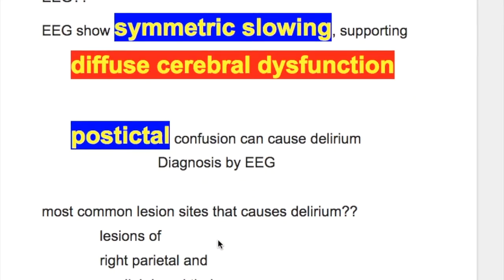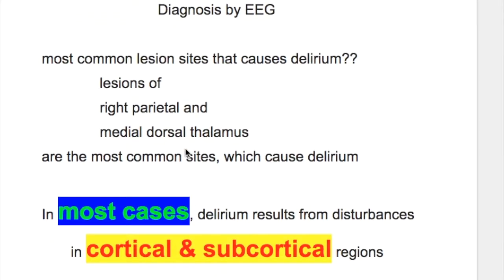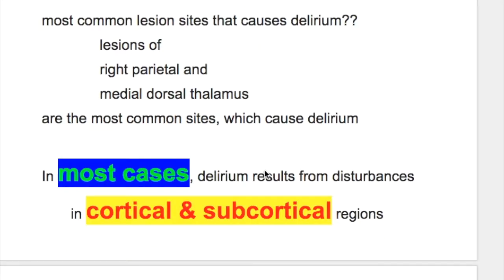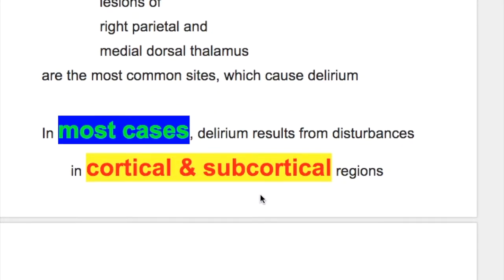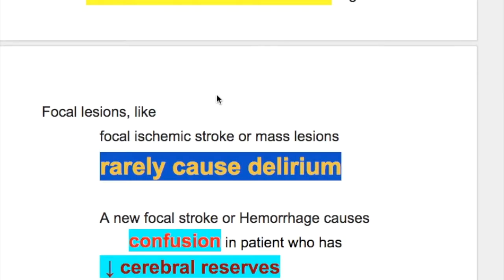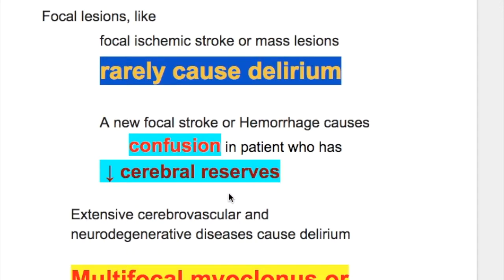What are the most common lesion sites that cause delirium? Lesions of the right parietal and medial dorsal thalamus are the most common sites which cause delirium. In most cases, delirium results from disturbances in cortical and subcortical regions. Focal lesions like focal ischemic stroke or mass lesions rarely cause delirium. However, if there are decreased cerebral reserves, then a new focal stroke or hemorrhage causes confusion in these patients.